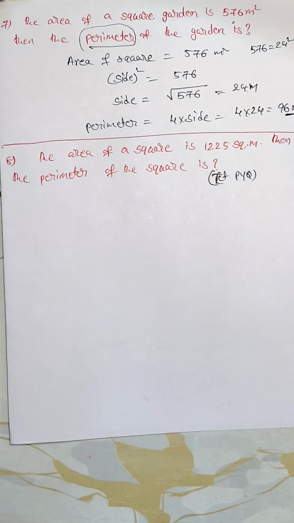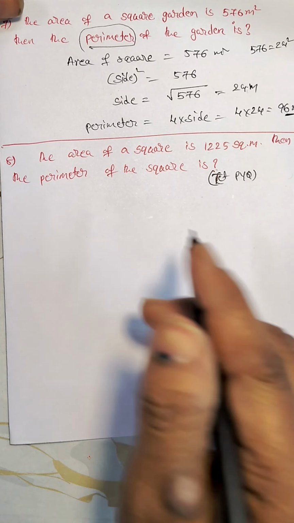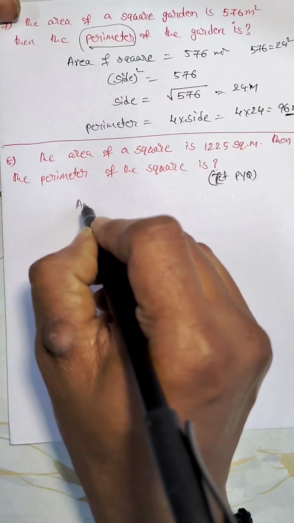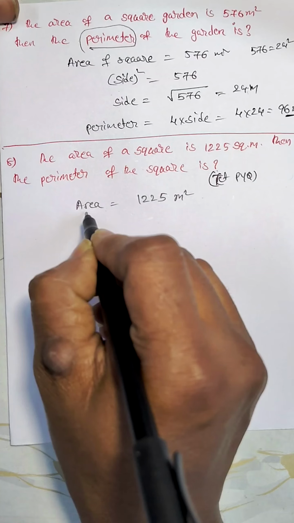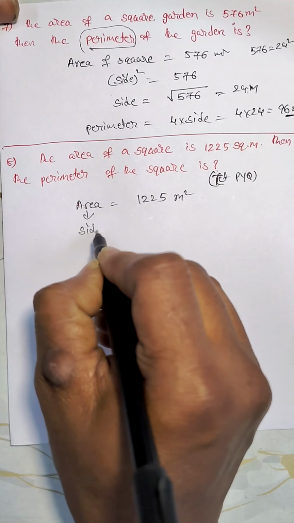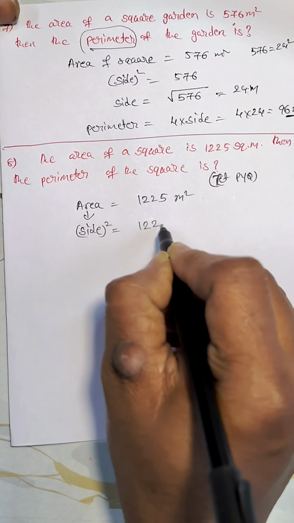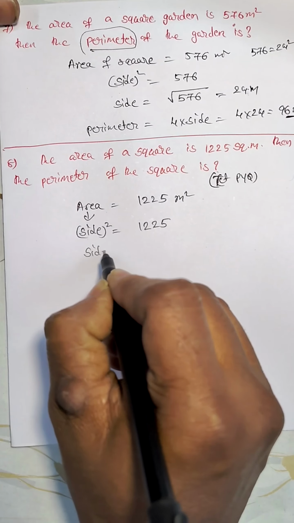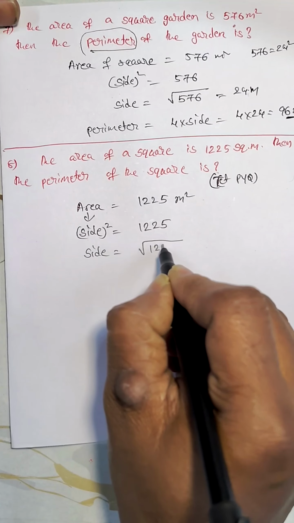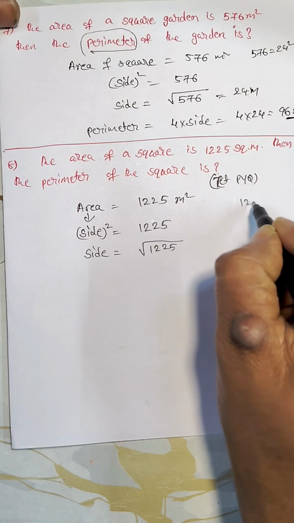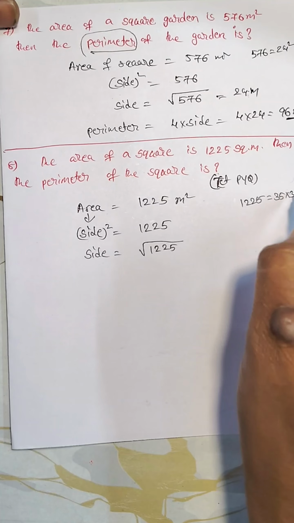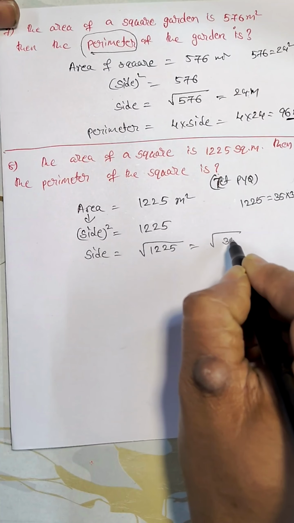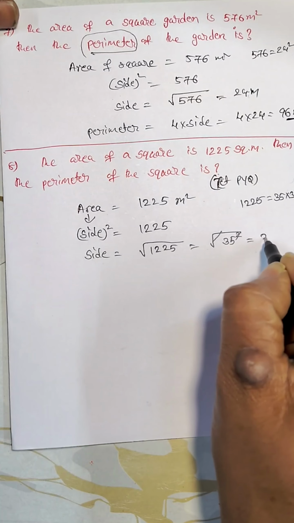So the area of a square is 1225 square meters, then its perimeter. Okay, we already know the area of the square is given as 1225 meters square. So we know the formula of area of a square is what? Side square. So side square is equal to 1225. From this, each side will be obtained by taking the square root of 1225. So we know that 1225 can be written as 35 into 35, that means 35 square. So this can be written as square root of 35 square. Square root gets cancelled, we are left with 35.